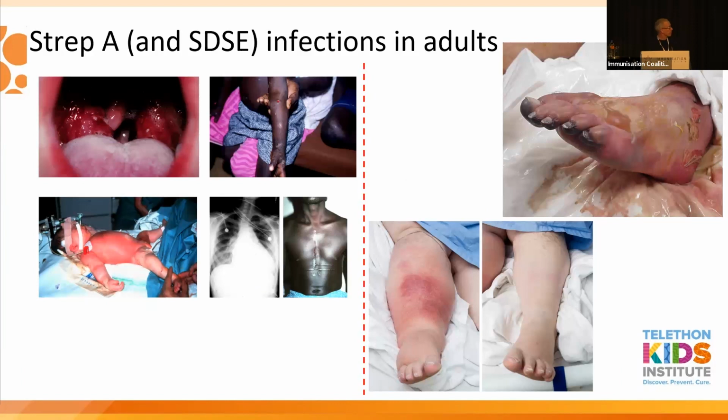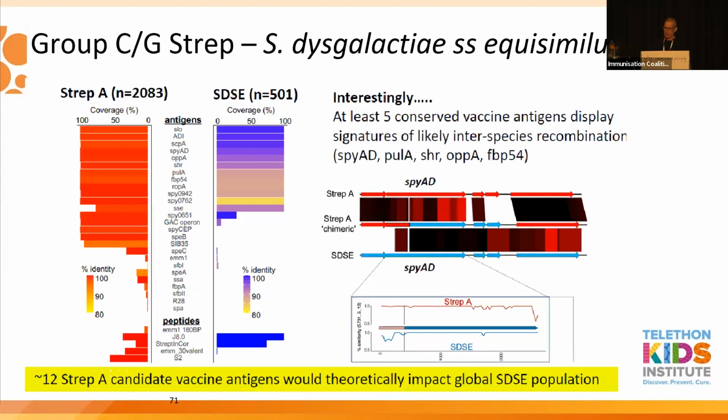The reason I've got group CG strep, or SDSE, as another name for group CG strep, is that in fact it causes a very similar disease presentation in adults to Strep A. That's because it mainly causes invasive disease and cellulitis. And the reason for this is that they're really similar pathogens.